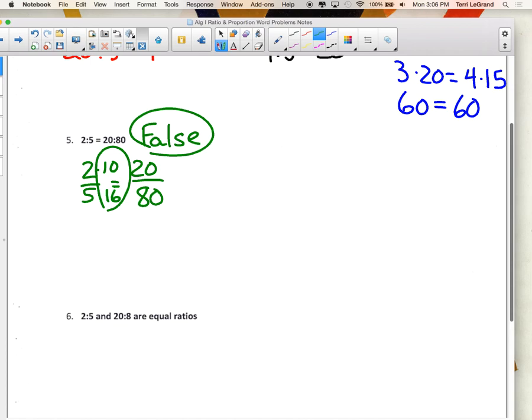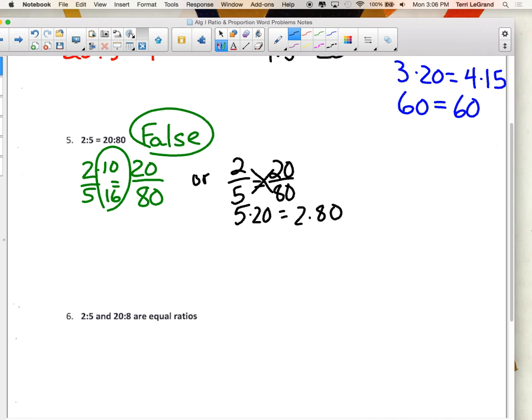Jayden? Cross products, we could do cross products. We could have 2 over 5 equal to 20 over 80, and we could multiply 5 times 20, and that should be equal to 2 times 80. What's 5 times 20? 100. What's 2 times 80? 160. Does 100 equal 160? No, those are not equal to each other.